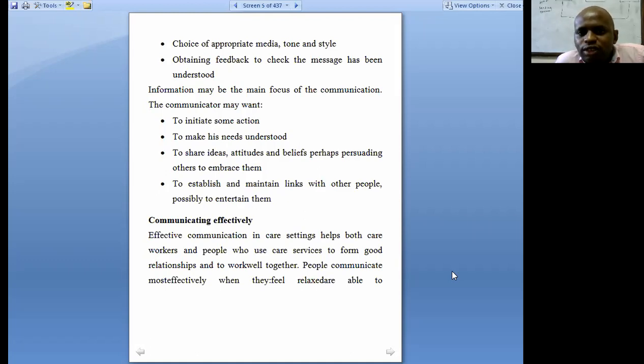Then we also need to embrace information and communication technology. Information may be the main focus of communication. So if you don't have information, then what are you going to communicate about? So it is always important for you to be able to get information. And once you have the information, it becomes easier for you as the communicator to initiate the message.